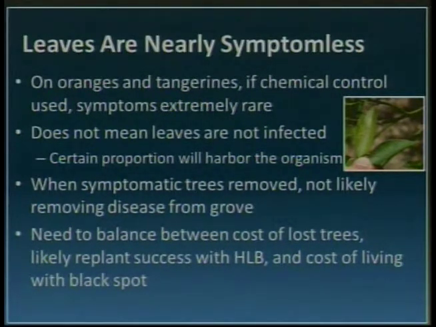When symptomatic trees are removed, as some people are still doing, you're not likely removing the disease from the grove. You're just making things feel better, and you're actually removing that one tree that probably has the majority of the inoculum, but you're not getting rid of the whole organism out of the grove. So you need to balance at some point between the cost of the loss of trees, your likely replant success with HLB, depending on where you are and what kind of situation you're in in the neighborhood, and then the cost of living with black spot.